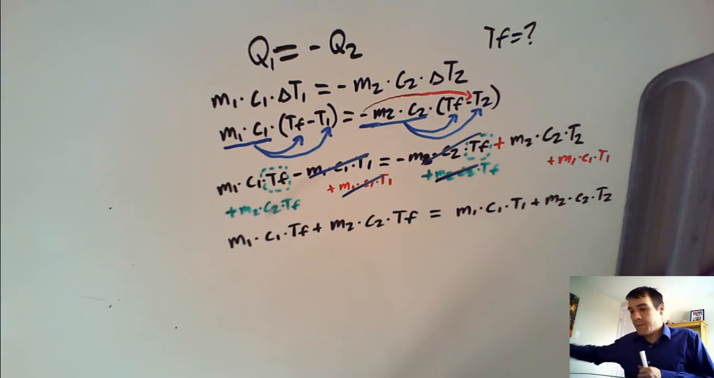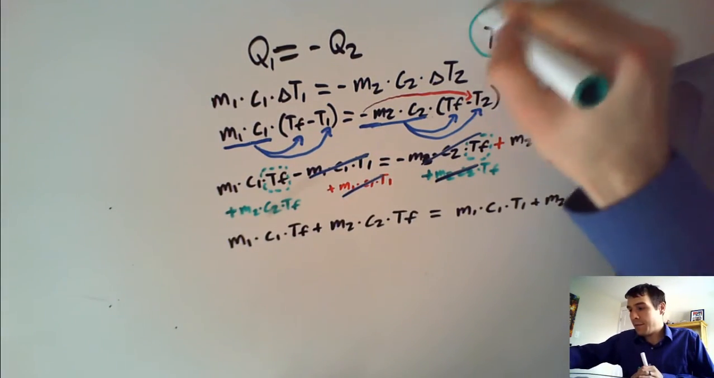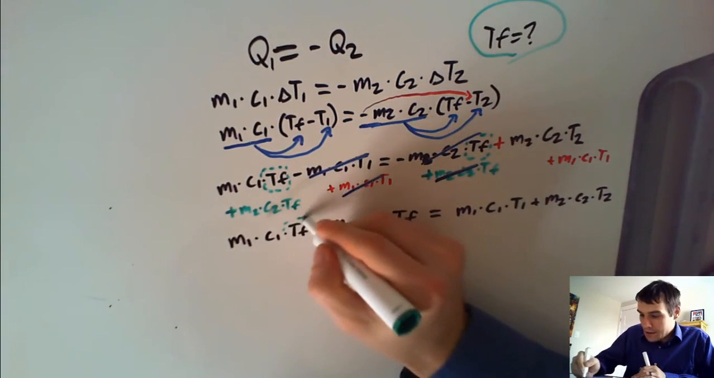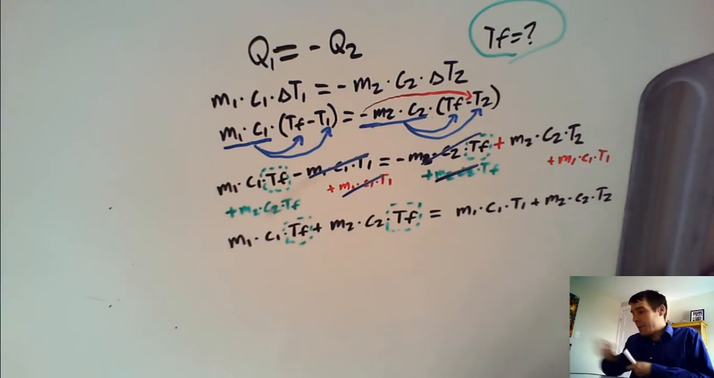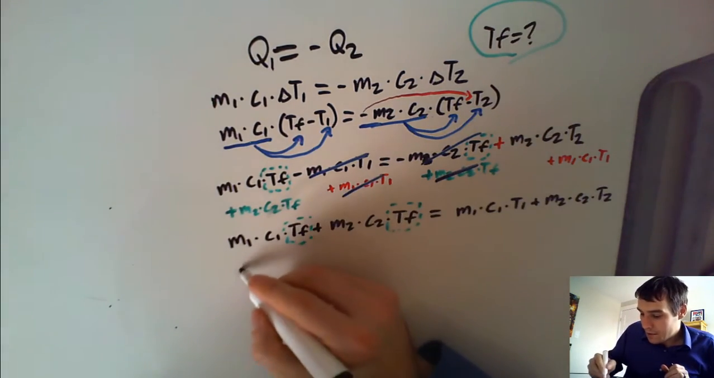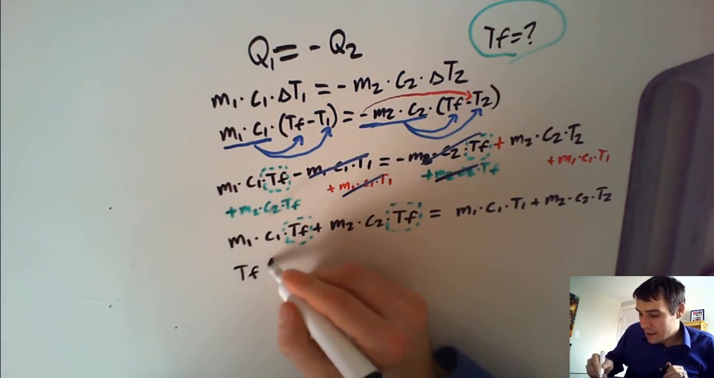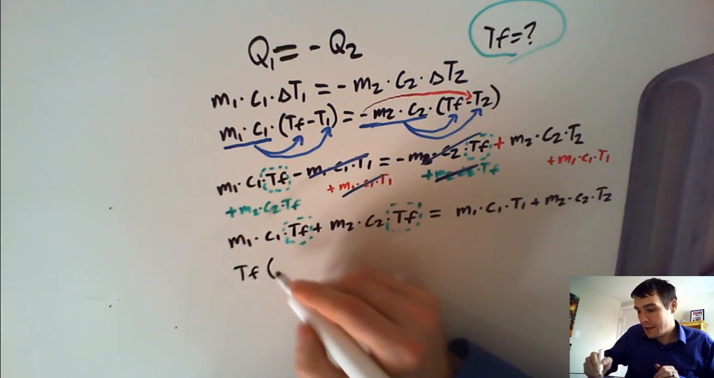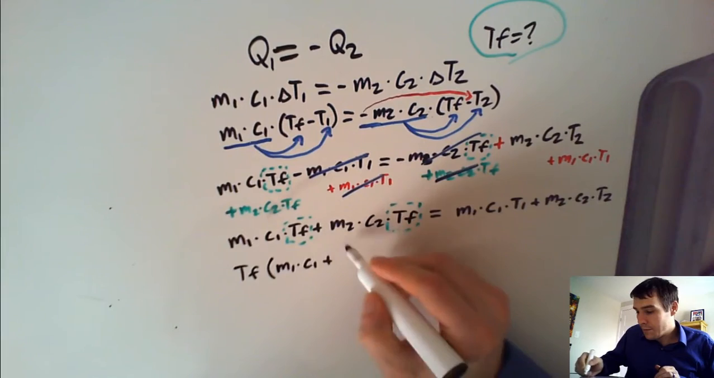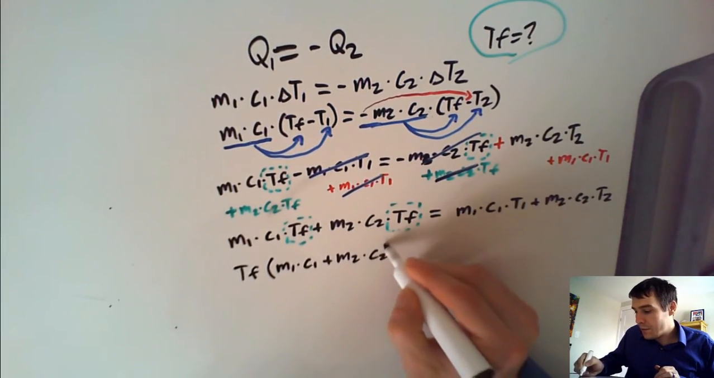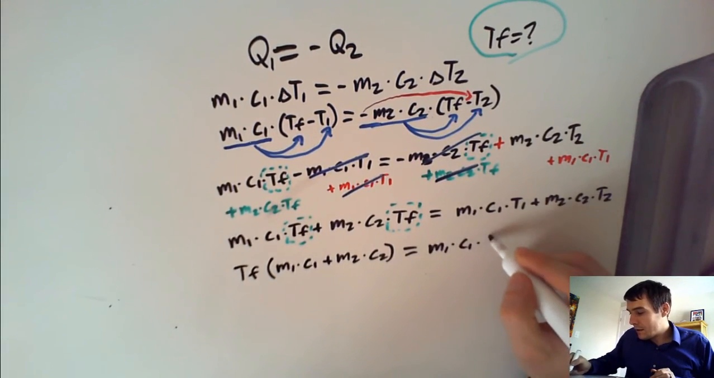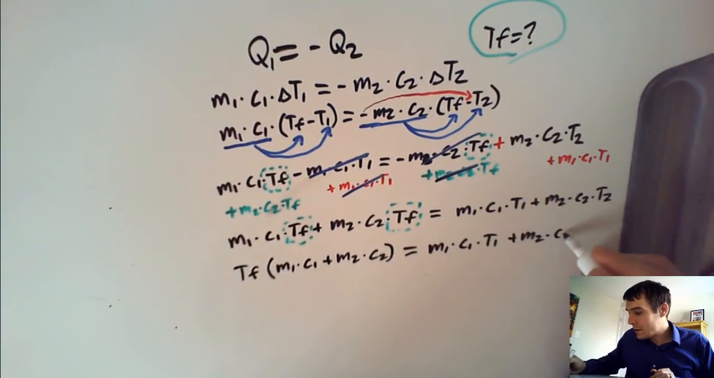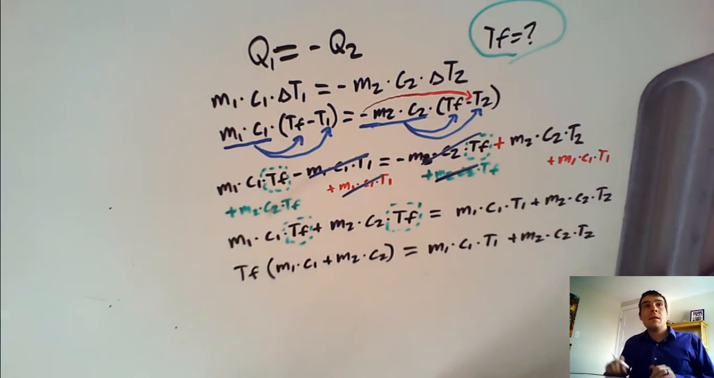Okay, next up, we are interested in TF, right? We want TF. So we've got a TF over here. We've got a TF over here. We're going to pull that out because it's multiplying both of these. So we get to factor this expression, and we get TF times, right? TF times these ones together. M1 C1 plus M2 C2. And we'll leave this on the other side, M1 C1 T1 plus M2 C2 T2. Okay.